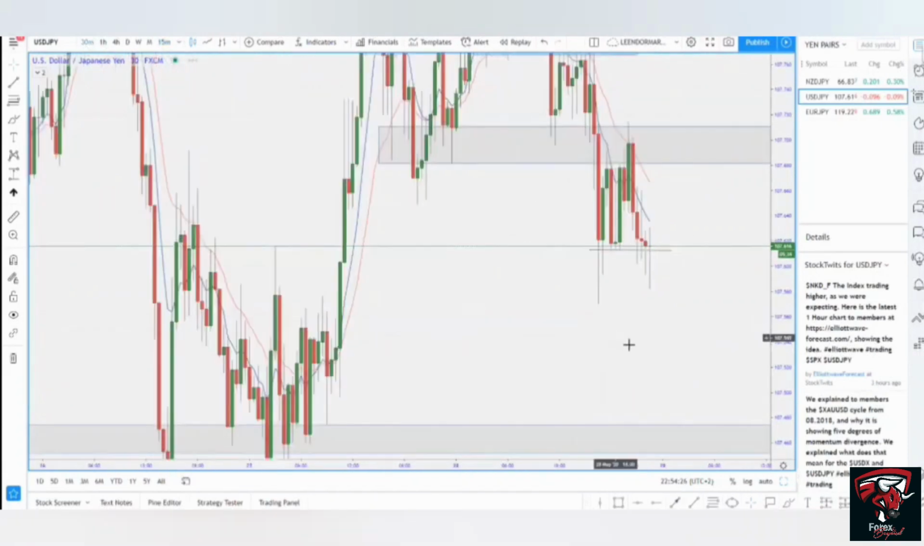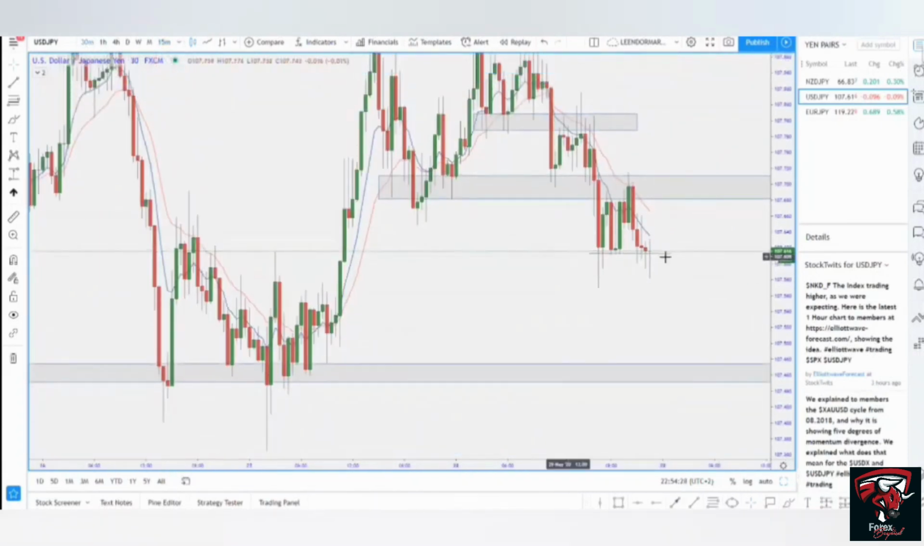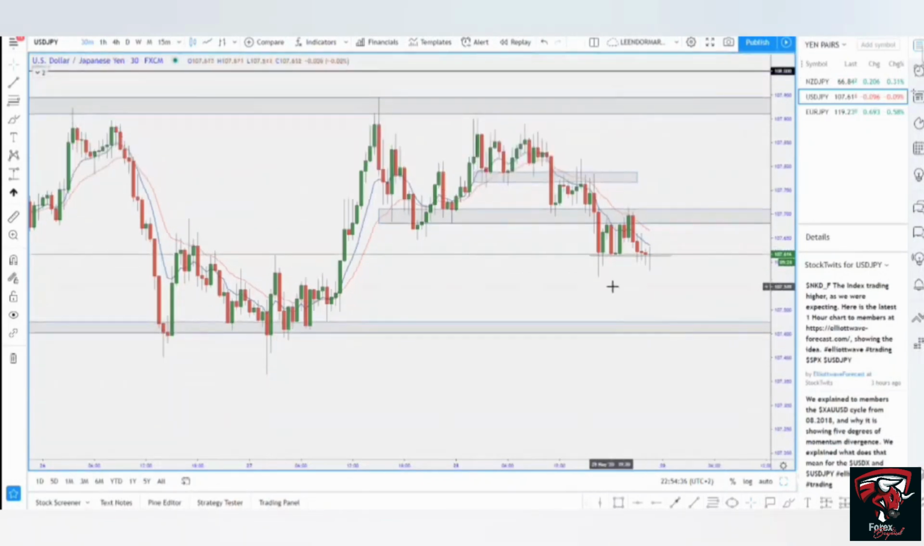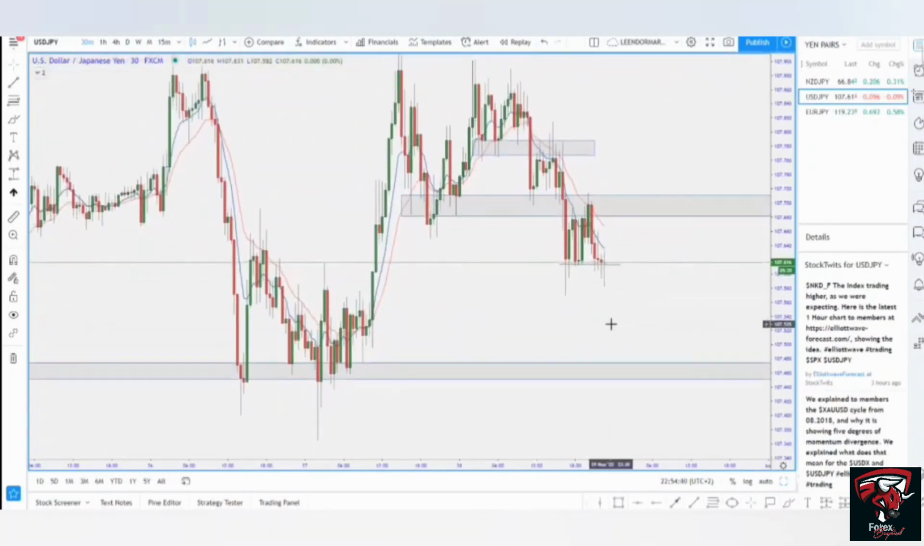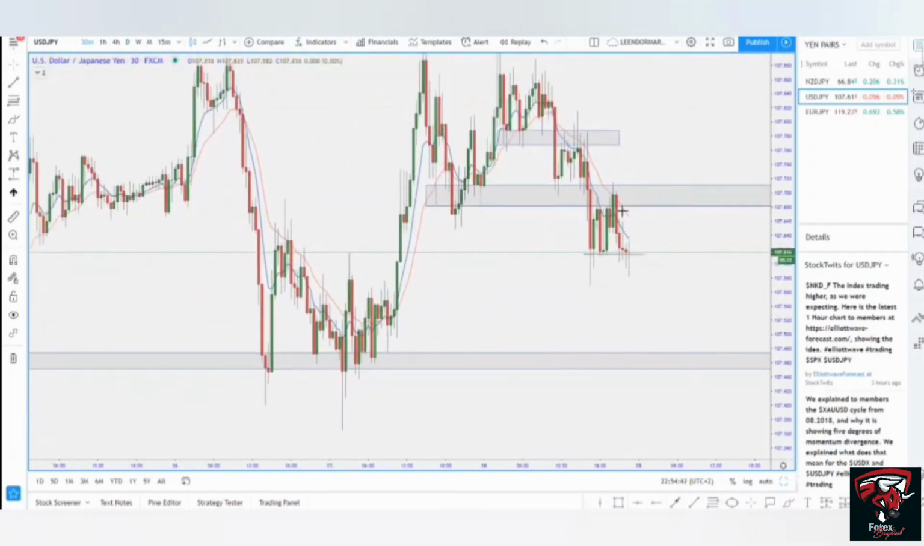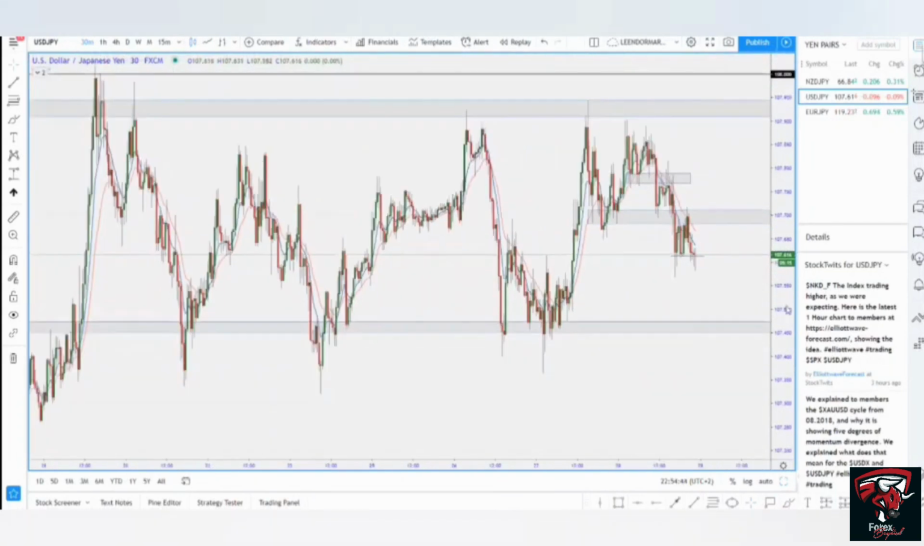That would have been an entry point for me to actually enter this trade and short it to that 107,460 level. That's a good 20 pips. That's an intraday move on UJ. Remember that UJ is actually a very slow moving pair. So I would then enter this trade to the next available support.